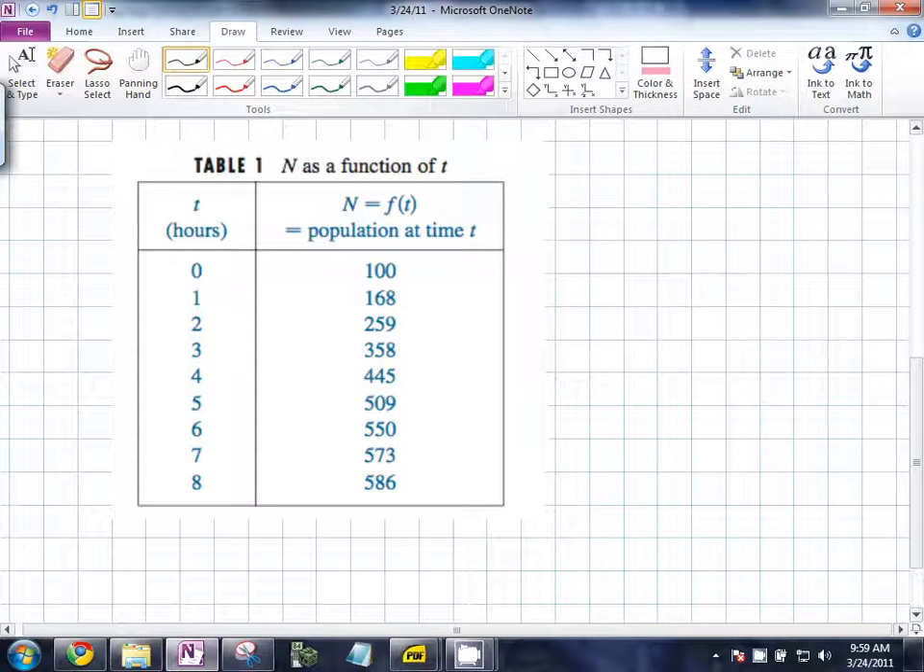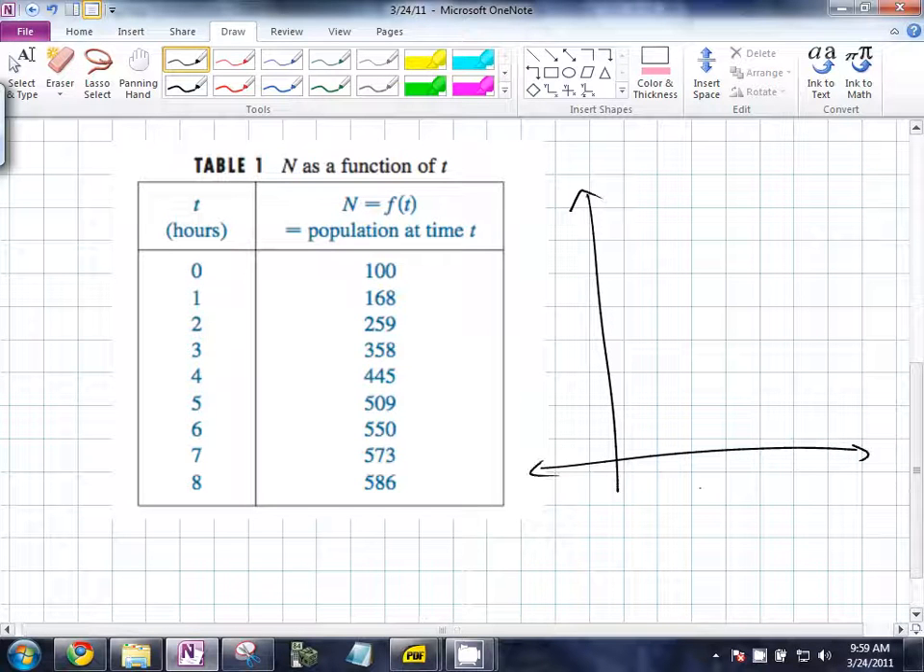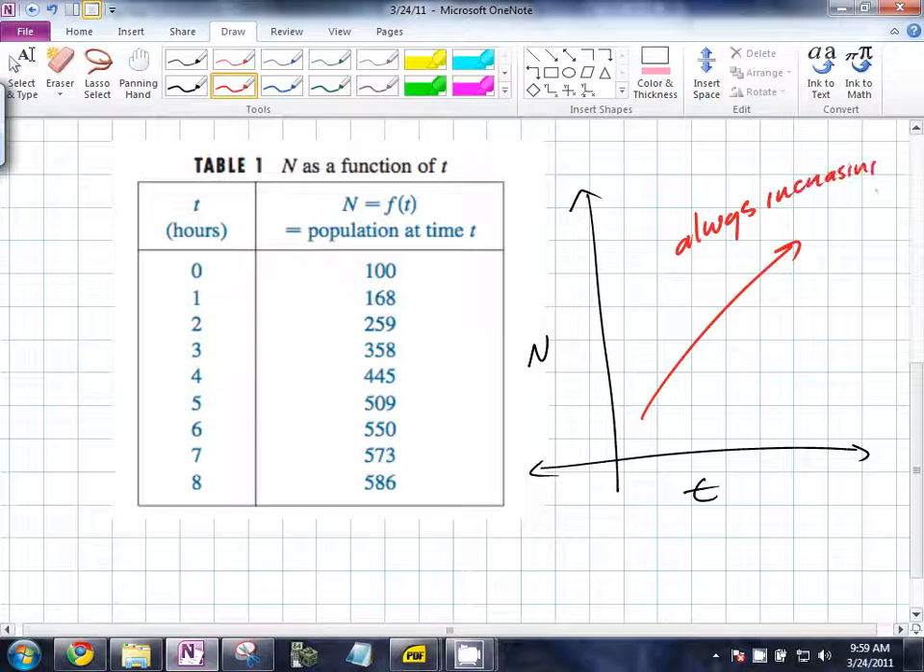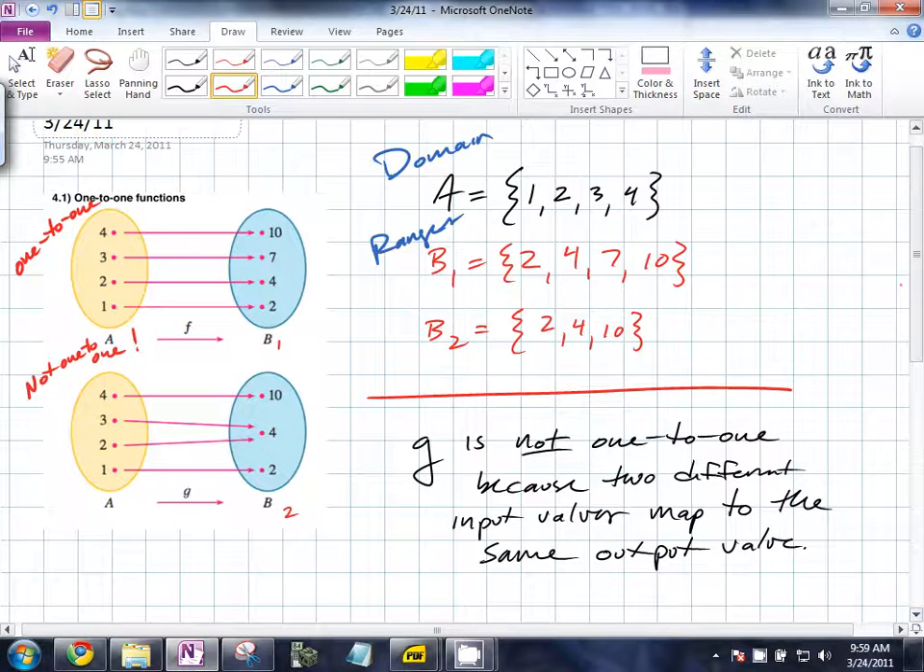If you plotted this data set, what does this function always do? So you have time here, and then you have n, the population right here. It's always increasing. That's correct. So if we go back and we found out why the earlier function is not one-to-one, does anybody want to venture a guess as to what it means for a function to be one-to-one? Raise your hand. Yeah, Olivia? If it is one-to-one, what is it going to be? There are many different ways to say the same thing here.